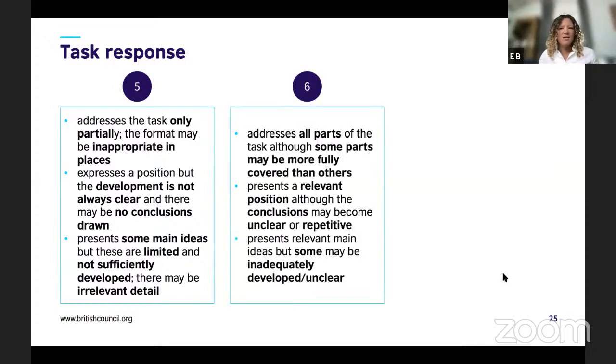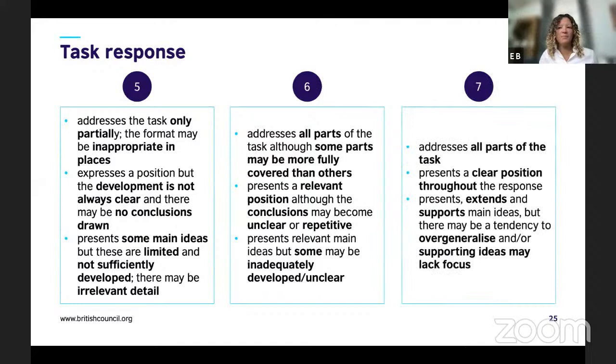In a band 6, they are able to address all parts of the task, although they might spend more time on one area than others, so it might be not completely balanced, but that's all right for band 6. They present a relevant position, although some of the conclusions may become unclear or repetitive at times. And they present some relevant main ideas, but again, some of them are inadequately developed or unclear, but they don't detract from the overall message in the same way that they do at a band 5.